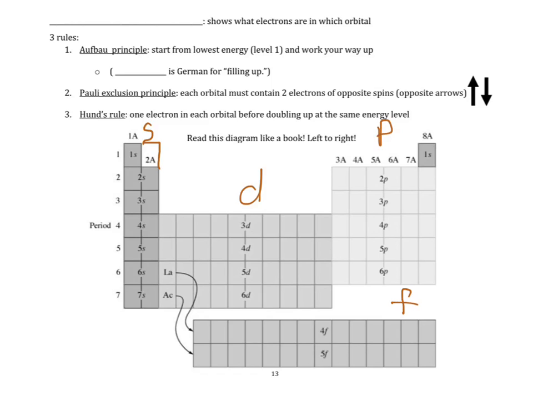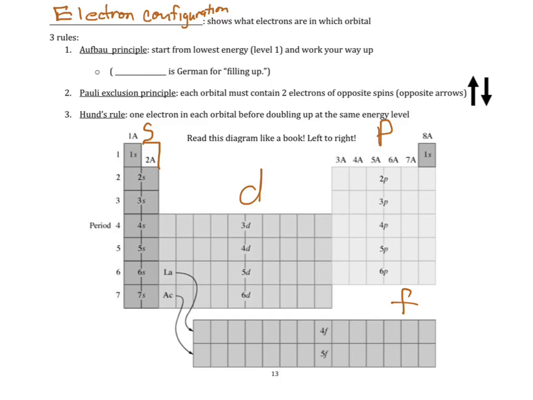So let's go ahead and talk about electron configurations. Electron configuration shows what electrons are in each orbital, so it shows you the location of each electron within an atom and within an element. And there are 3 rules that we want to consider.